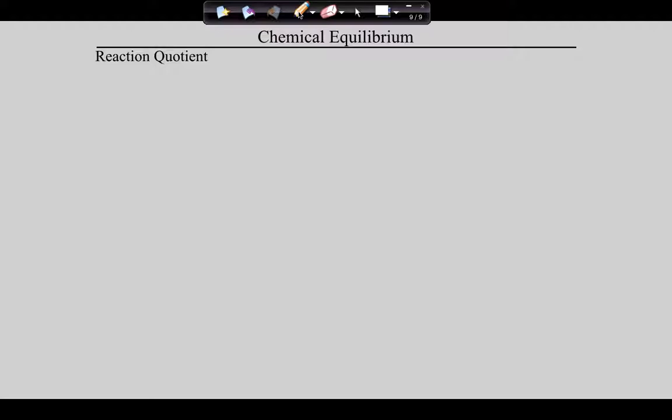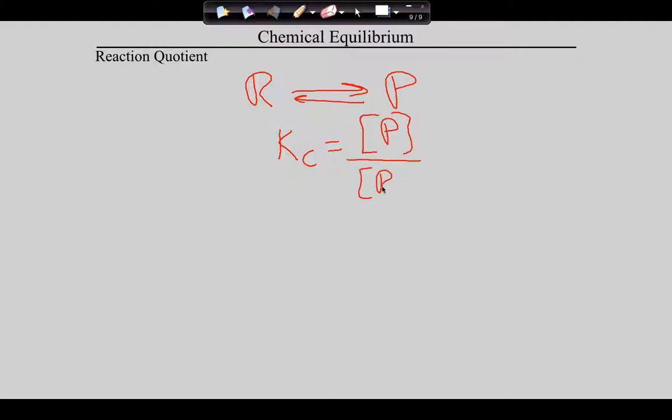So guys, last thing we're going to do is talk about reaction quotients. Scratch it in your notes. Right there. Reaction quotients. So guys, do this with me. Reactants, products. Let's write the Kc.